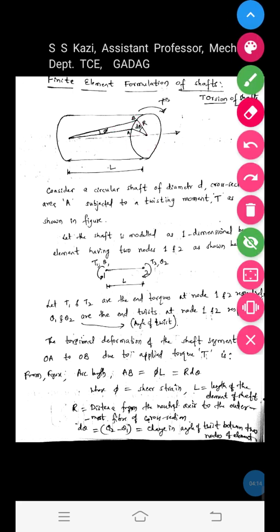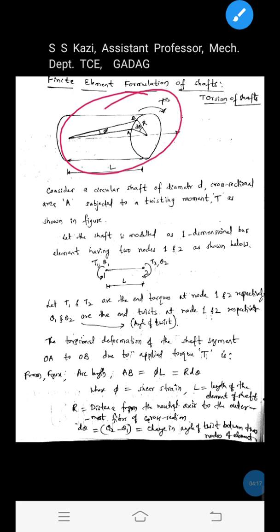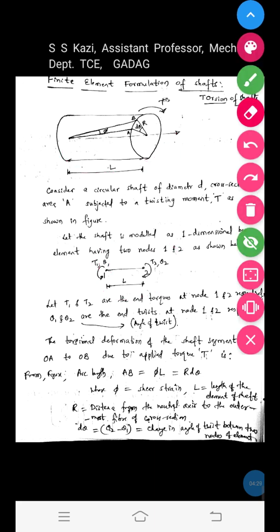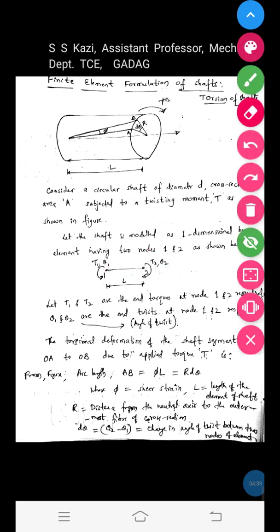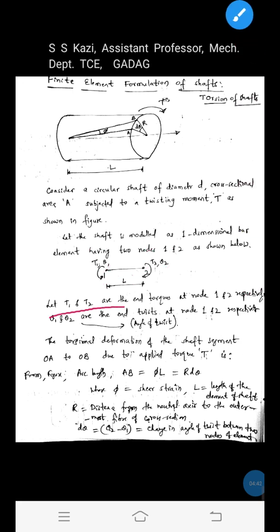Now let us model this shaft as a single element. If I model this shaft as a single element, at each node we have only one unknown, that is the angle of twist, 1 DOF only, and we have two properties, that is torque and the angle of twist at each node, and let L be the length of the shaft element. Next, let T1 and T2 be the end torques at nodes 1 and 2 respectively. Theta 1 and theta 2 are the end twists, that is the angle of twist at nodes 1 and 2 respectively.